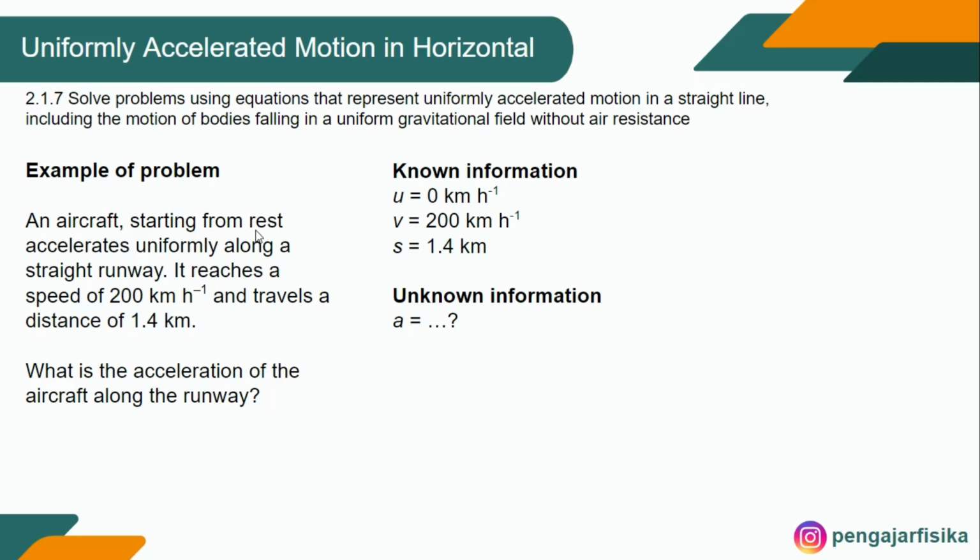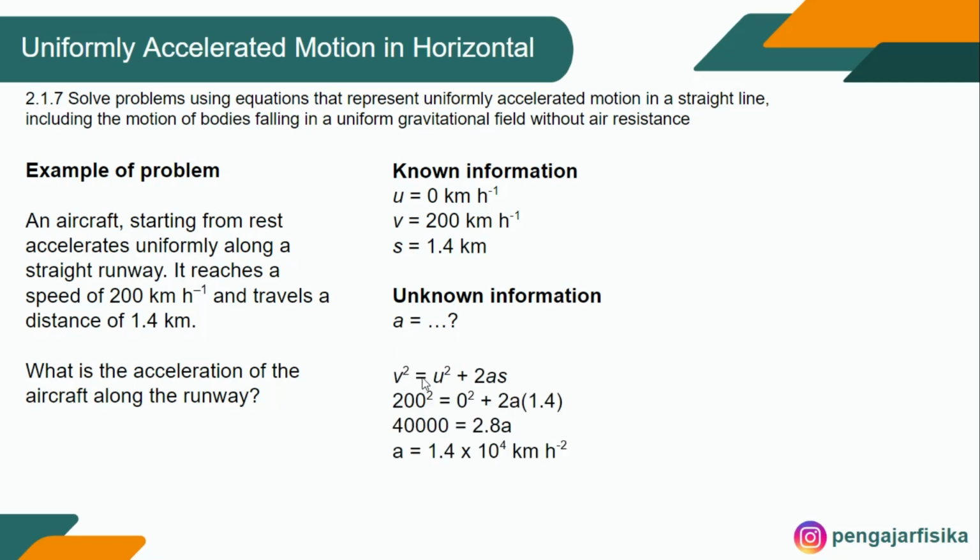Rest means the velocity equals 0. And then for the final velocity, v is 200 km per hour. It's very clearly written in the question. And then s is the displacement or distance, equal to 1.4 kilometers, and it's also written clearly in the question. And then here we have to find the acceleration, or a. Based on what we know from the question, we know u, v, s and we are going to find a, so we may use this equation.